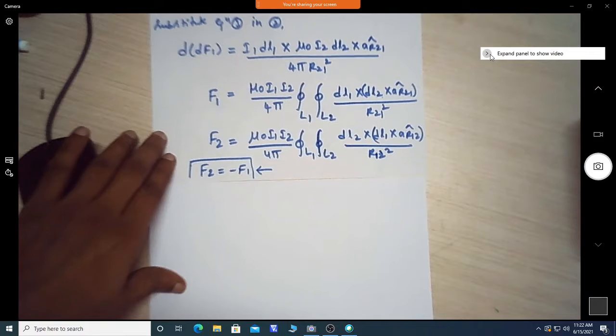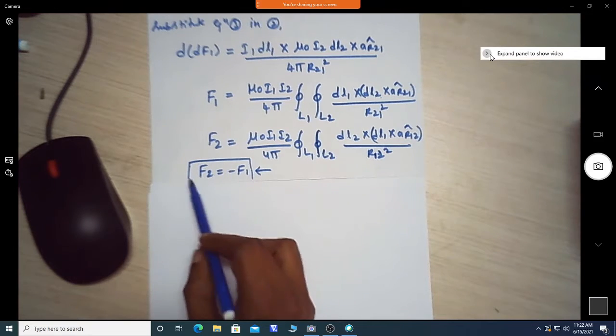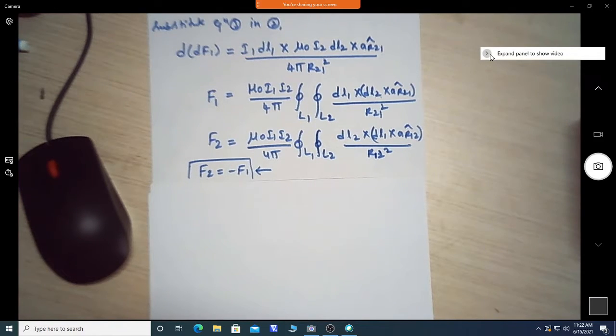So there is every action and reaction with magnitudes equal and opposite in direction, so that also holds good here. So from Newton's third law, every force or action has an equal and opposite reaction, so that we can also apply here. That was experimentally done by Ampere and Oersted.